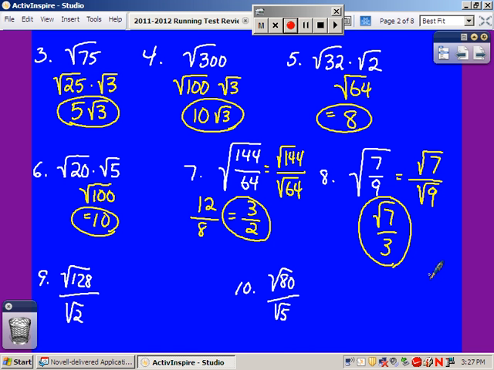So you go to number 9. Number 9 is the same thing, except in reverse. See, here you want to take a big one and put it into two separate ones. Now you have two separate ones. It's actually better to put it back together as one big square root. And when you do that, you can actually simplify. 128 over 2 is 64. And so square root of 64 is 8.